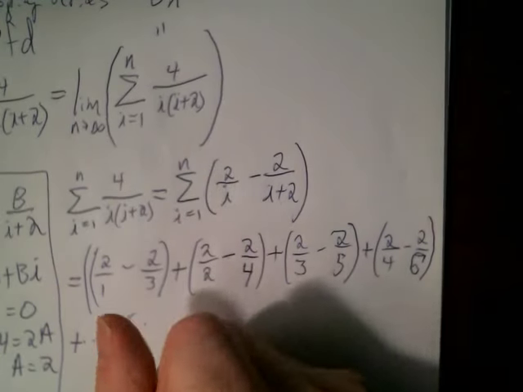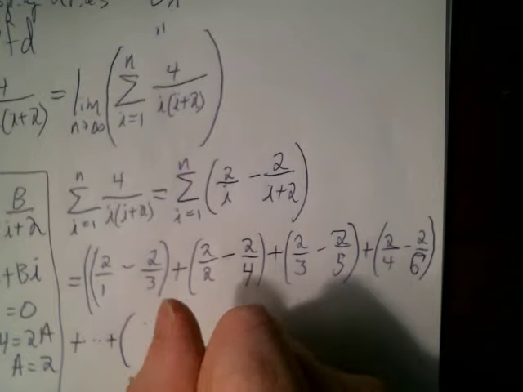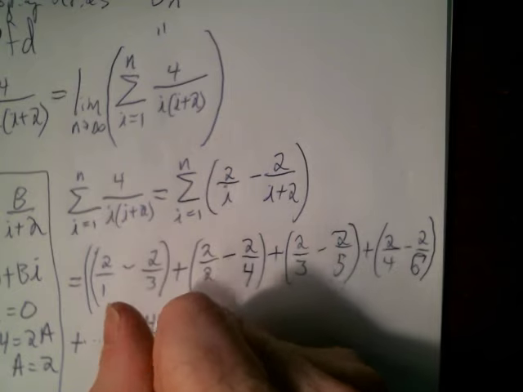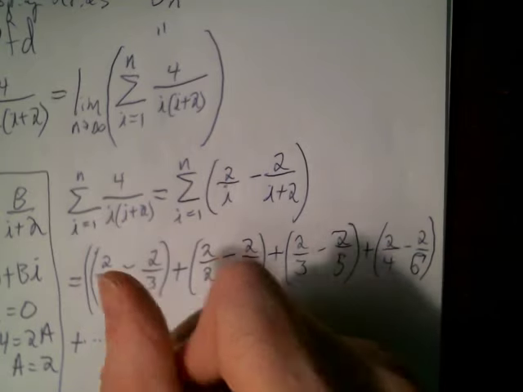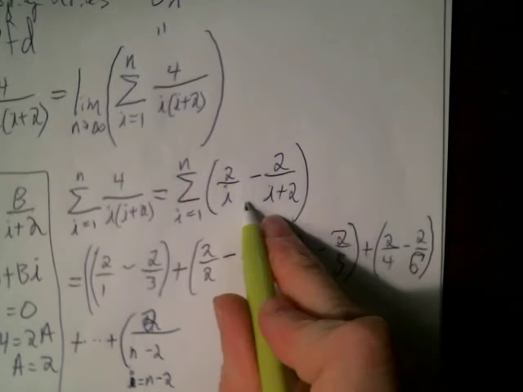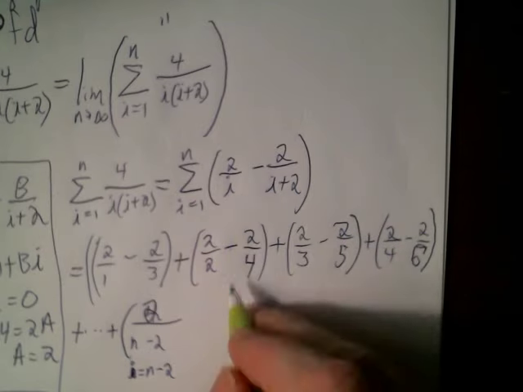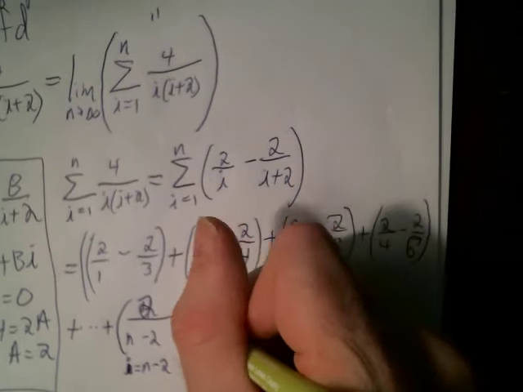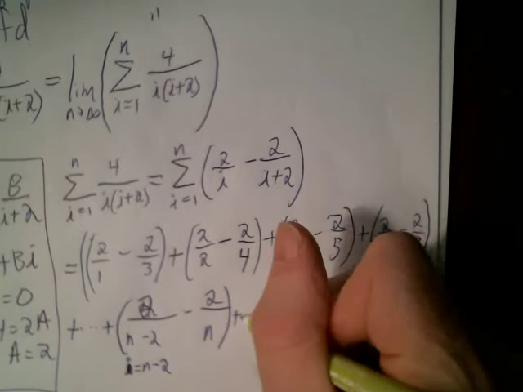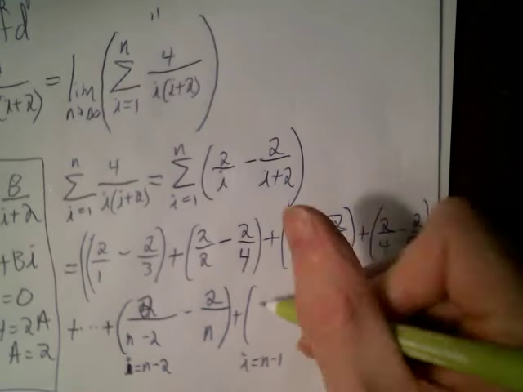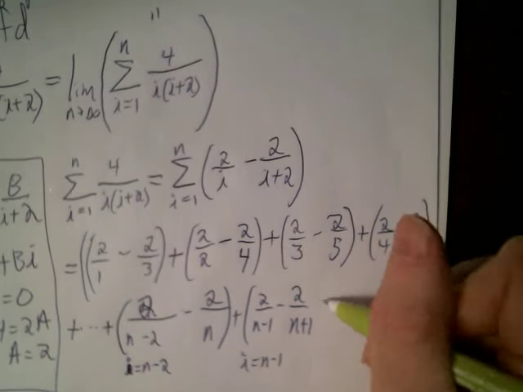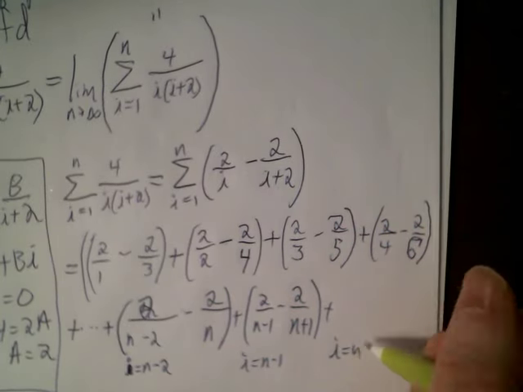Then I'm just going to put the last 3 terms in. So first off, i equals n minus 2. Oops, this should still be 2. I'm using this formula, and I'm plugging in i equals n minus 2. So n minus 2 plus 2 is just n. Then i equals n minus 1. And then finally, i is n.